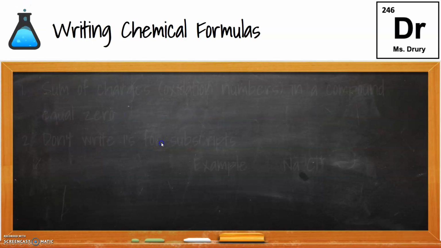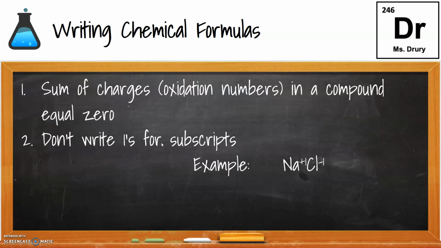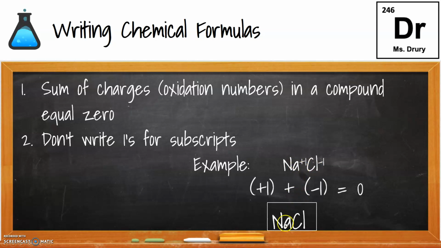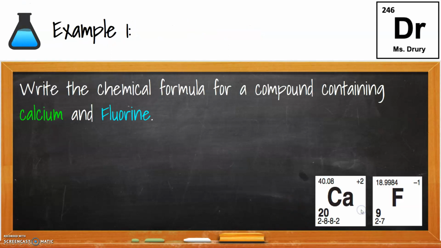So when we're writing our chemical formulas, we want to make sure the sum of the charges, or oxidation numbers as they're called on the reference table, in a compound equals 0. Do not write 1s for the subscripts. So for example, with sodium chloride, which we keep seeing, you only need 1 of each. We know that it sums to 0, and we just write it once, NaCl.